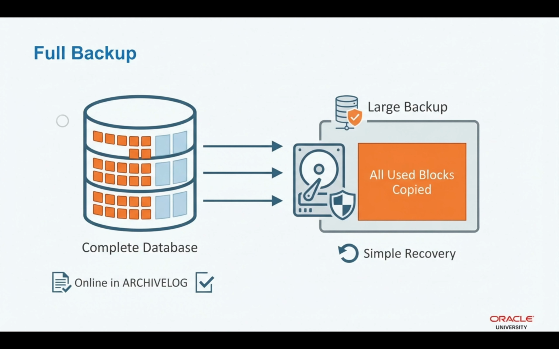Let's start with the simplest one, a full backup. A full RMAN backup copies all used blocks in the database. That gives us a complete backup and makes the recovery foundation relatively straightforward. The downside is that it can require more storage and take longer compared with incremental backups. For example, the RMAN command is simple: backup database. And when the database is running in archive log mode, the backup can be performed while the database remains online.